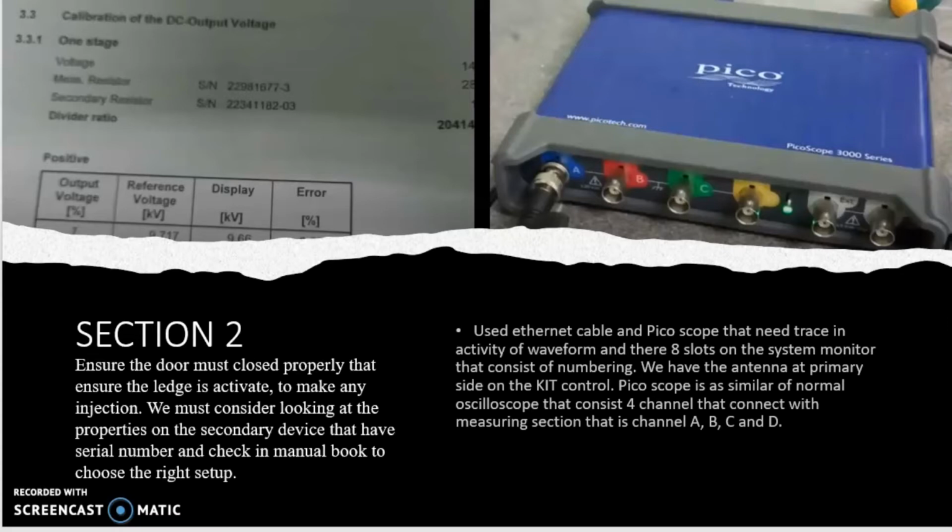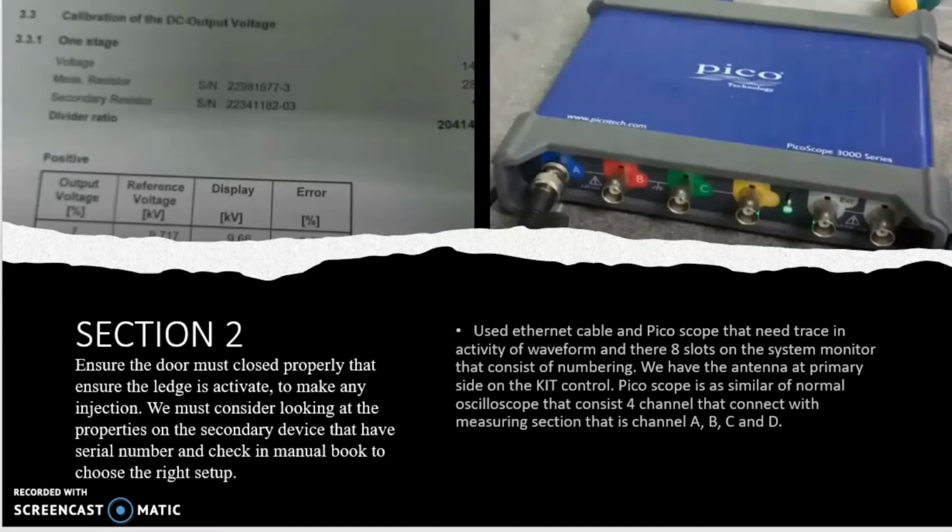As we can see in section 2, the picoscope uses an Ethernet cable, and the picoscope needs to trace the activity of the waveform. We have two antennas at the primary side on the KIT control. The picoscope is similar to a normal oscilloscope and consists of 4 channels that connect with the measuring section: channel A, B, C, and D. Ensure the door is closed properly, to make sure the latch is activated.